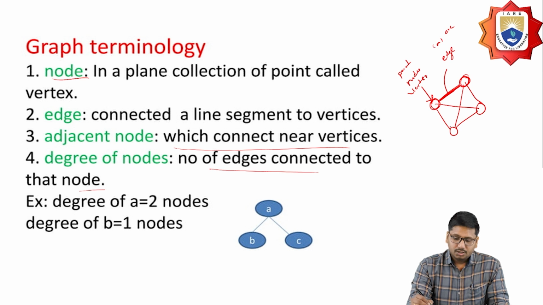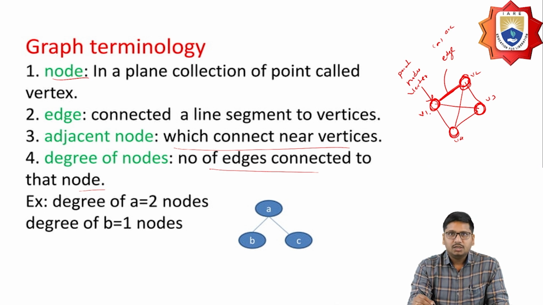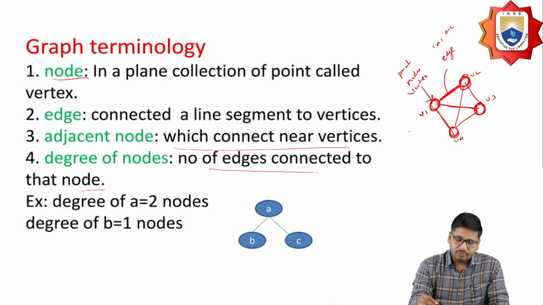And here we have v1, v2, v3 and v4. For v1, the vertices v2 and v3 are adjacent to the vertex v1, so v2 and v3 are the adjacent nodes of v1. The degree of a node means the number of edges connected to it, so the degree of v1 is 3. For v4 it should also be 3.